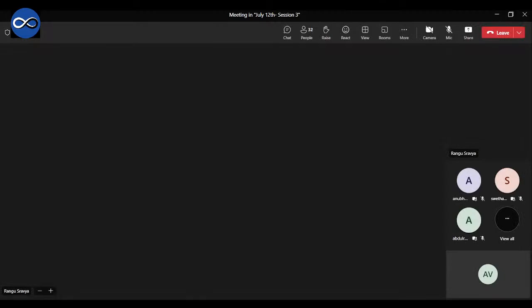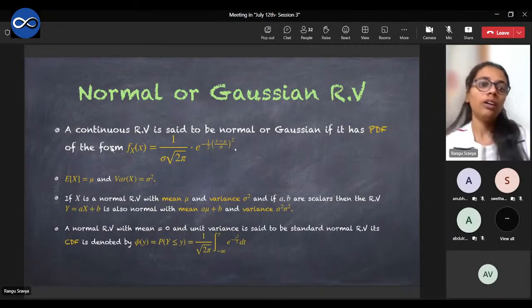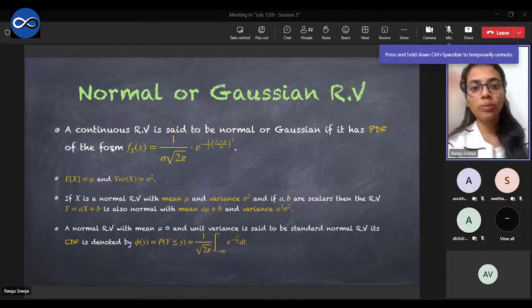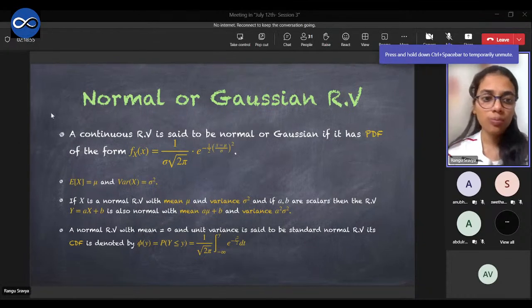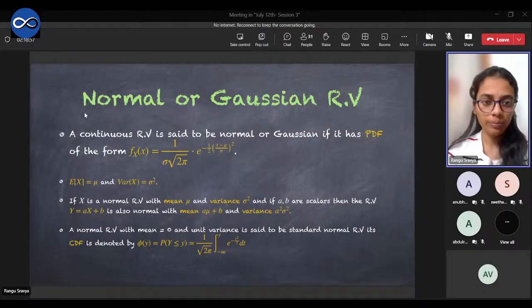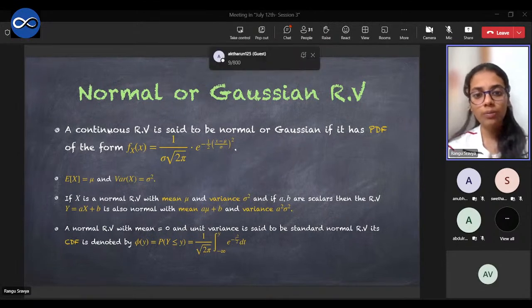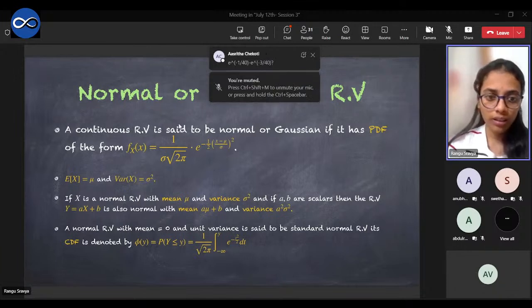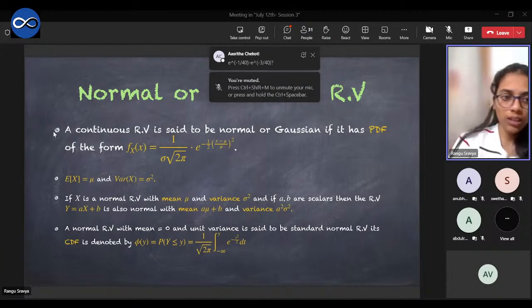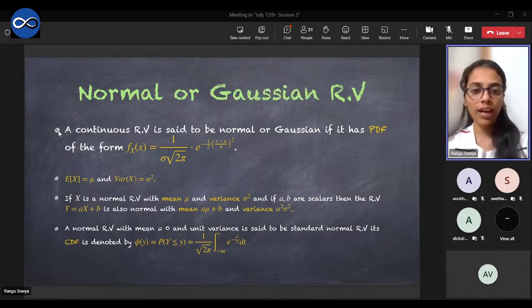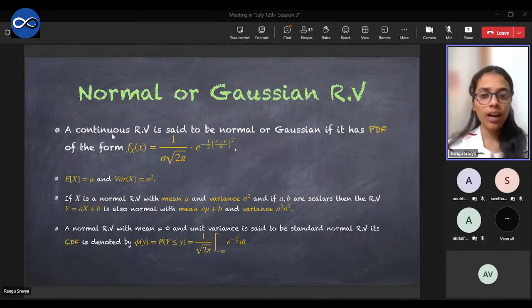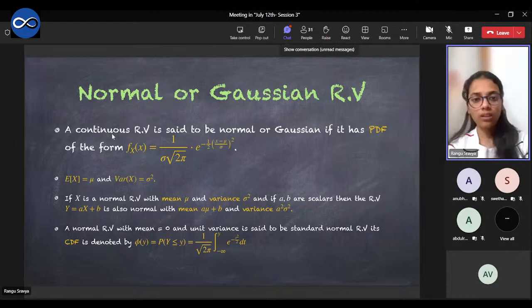Normal or Gaussian random variable. A continuous random variable is said to be normal or Gaussian if it has a PDF of the form fx of x, where its mean is mu and variance is sigma square. So if x is a normal random variable with mean mu and variance sigma square, and you write y equal to ax plus b, it is also a normal random variable and its mean will be a mu plus b and variance will be a square sigma square.